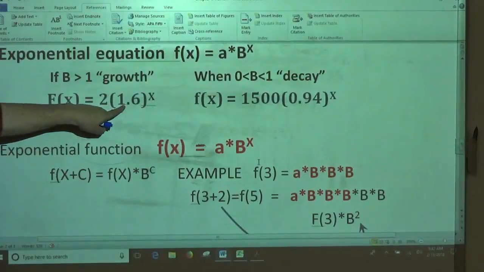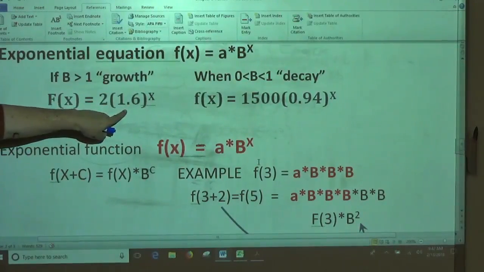All right, so look, this is what? That's the b. So is it growth or decay?